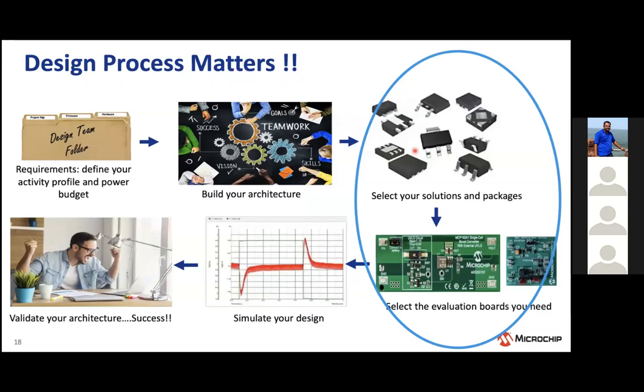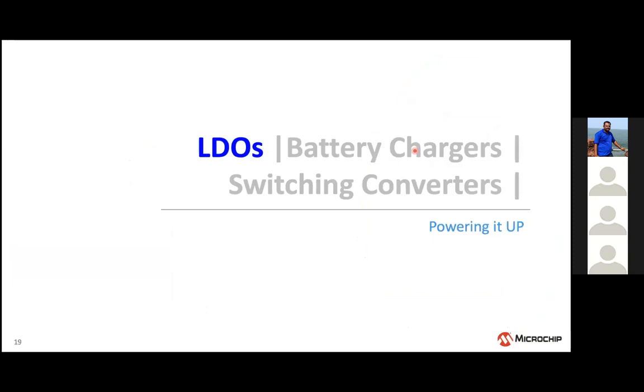Now, the second design procedure that we want to look at is to select your devices and solution, and also to select the eval boards and all that. And what does Microchip have here? This is where Microchip has a larger role to play to help your designs. There are three major power conversion and power management devices we're going to discuss today. One is the simplest one, LDOs, and then battery chargers and switching converters. Okay, and this is where we're going to power it up. First one is LDO.